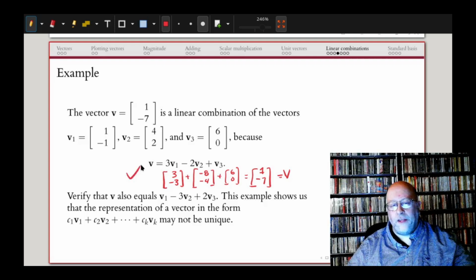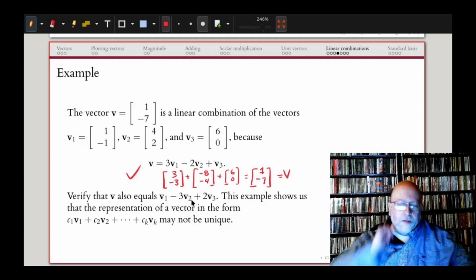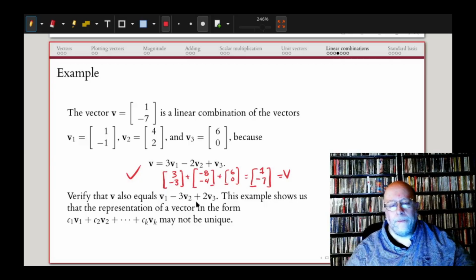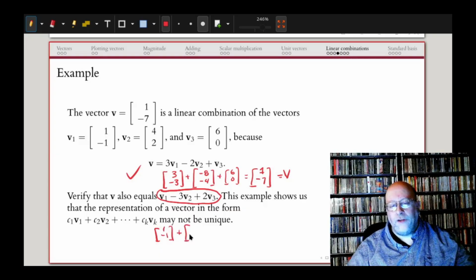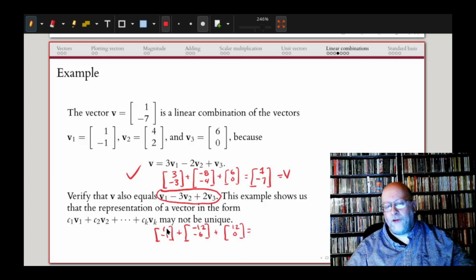So that vector is a linear combination of the other 3 vectors. But it's also this linear combination. Let's try this. v1 is 1, -1. -3 v2 is -12 and -6. Positive 2 v3 is 12 and 0. And when I add these together, I get 1 minus 12 plus 12. The minus 12 and the plus 12 cancel, and I just get 1.